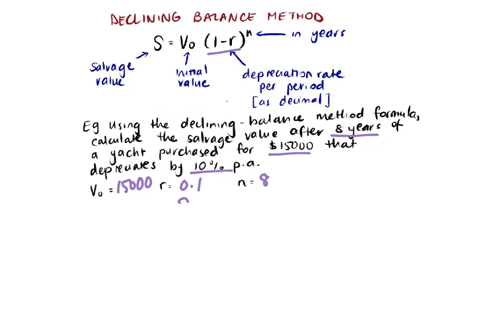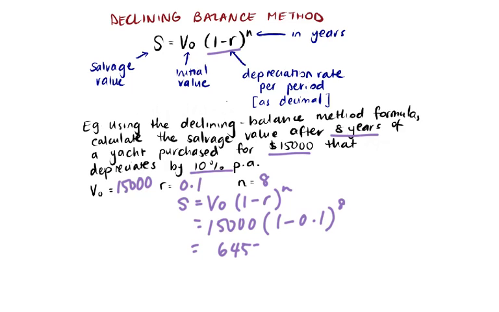So now we're going to substitute that into our declining balance method, which is S equals V0 times (1 minus R) to the power of N. So V0 is 15,000, that's our initial amount, and 1 minus our rate in decimal, to the power of 8, because it's 8 years. So we calculate that, and that will give us $6,457.01. So the salvage value after 8 years for this particular yacht is $6,457.